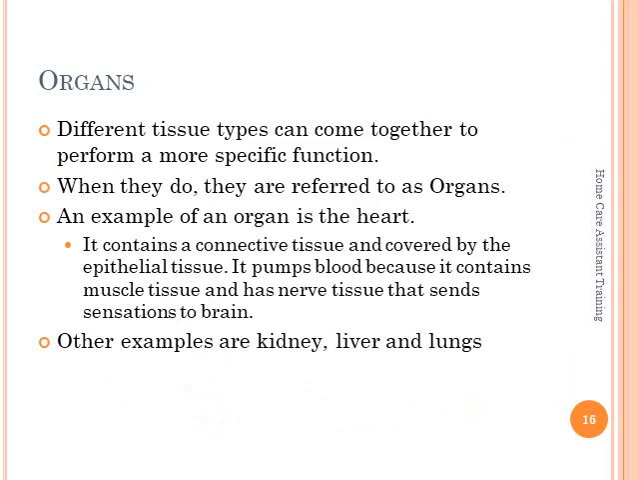So we are done with tissues. We've talked about groups of cells becoming tissue. So we have epithelial tissue, connective tissue, muscle tissue, and nerve tissue. If you don't understand anything, you can let me know.